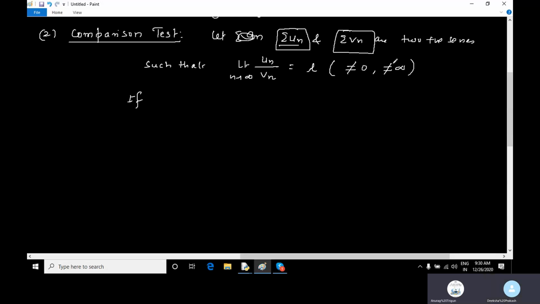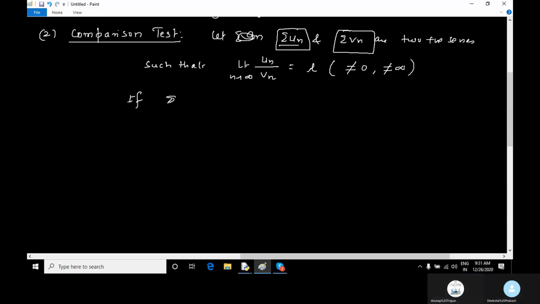I'll tell you how to assume it also. Vn we have assumed. You are just doing the comparison, that's why the name is comparison test here. So if the limit of Un by Vn you got is some constant L, which is not zero and not infinity, then depending upon the Vn, Un will be decided.